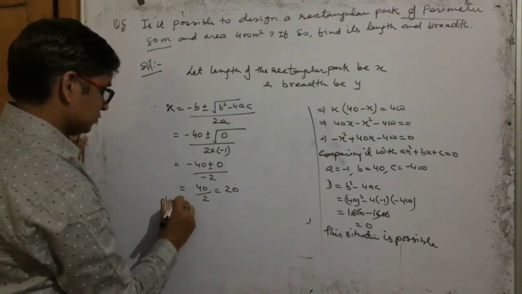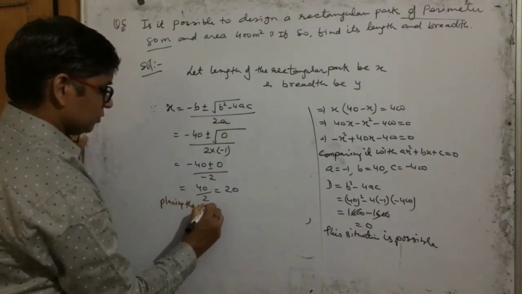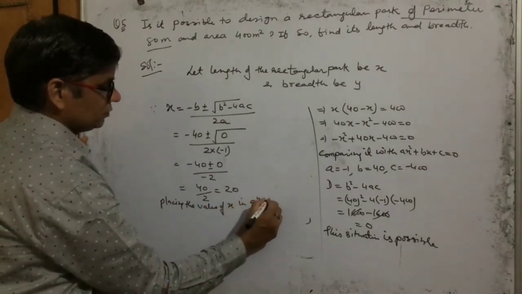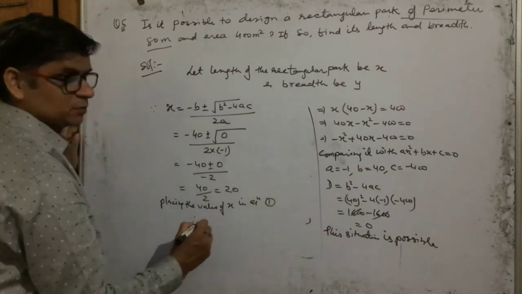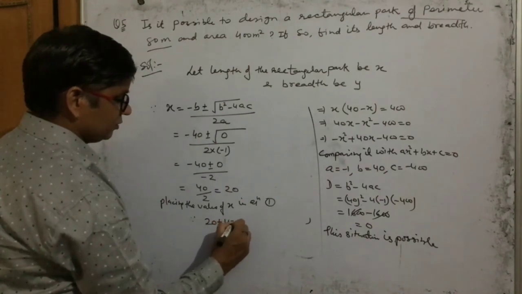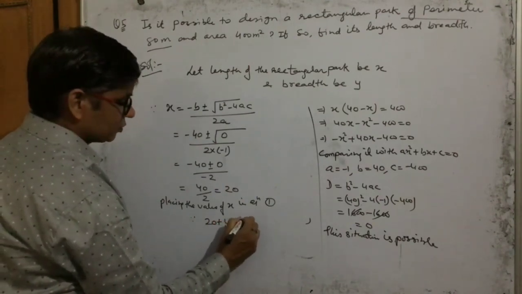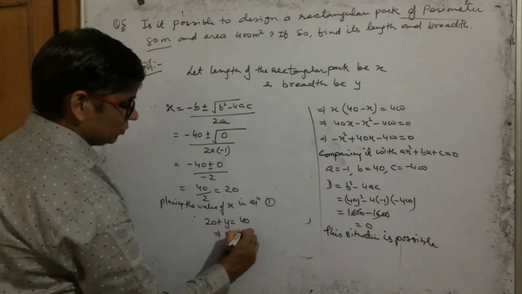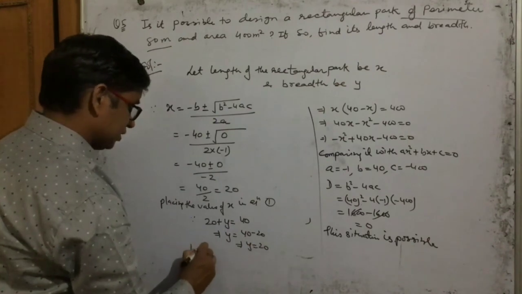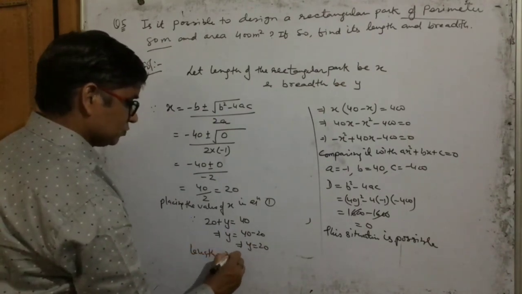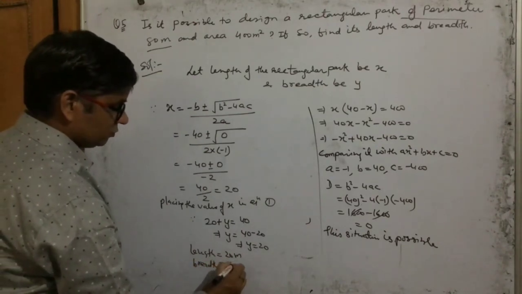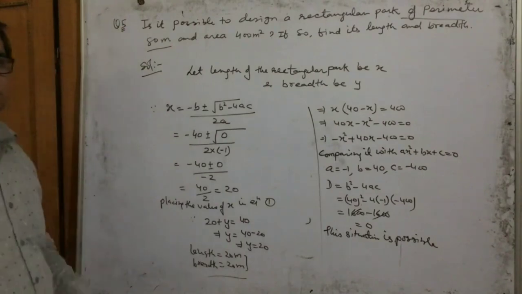Placing the value of x in equation first. Equation first is x plus y equals 40. So x is 20, and we have to find the value of y. So y equals 40 minus 20, y equals 20. So length is 20 meters and breadth is also 20 meters. Understood?